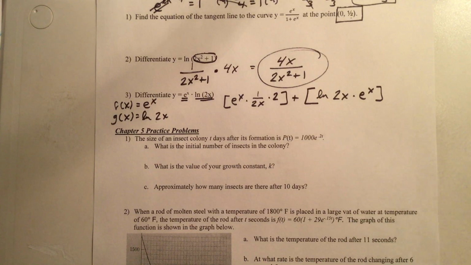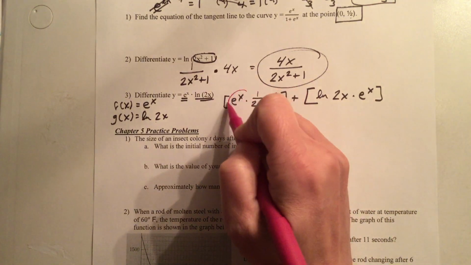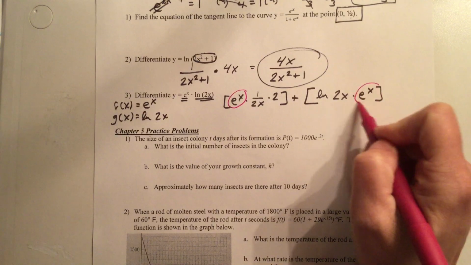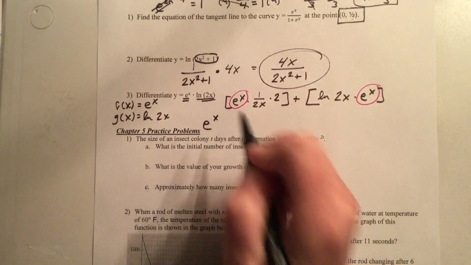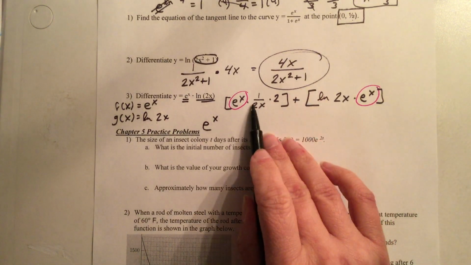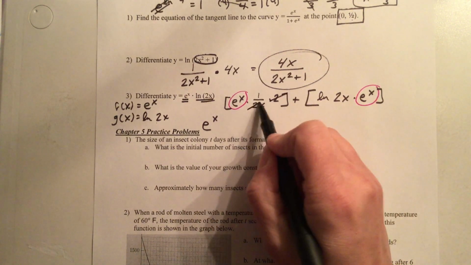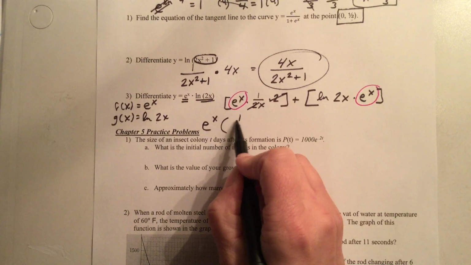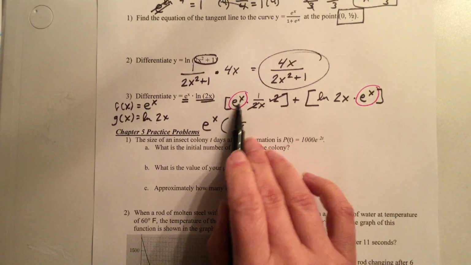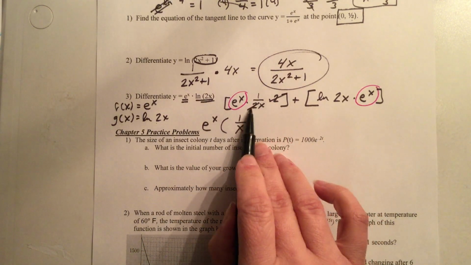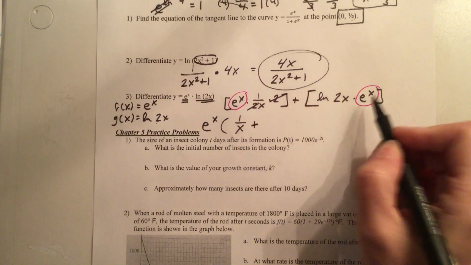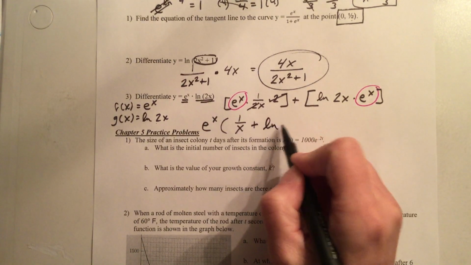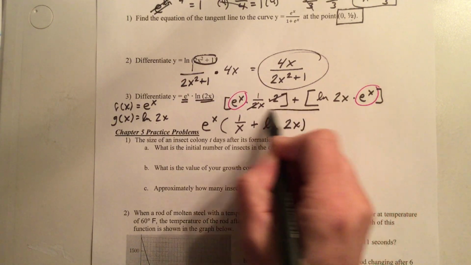Now what I do is I look and see what they have in common. This piece has e to the x, this piece has e to the x. So I can take e to the x out. Now looking at simplifying, this 2 can cross cancel this 2. So what I'd have left in the first piece, e to the x is taken out. The 2's are cross canceled, so I just have 1 over x. Plus sign, e to the x is taken out, so what I have left is the natural log of 2x.